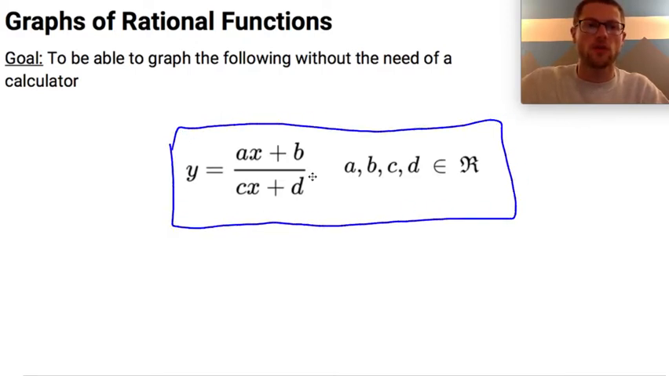And so we're going to learn some of the tricks of the trade in spotting some of the key characteristics of one of these rational functions. So it's just going to be of the form y equals ax plus b over cx plus d. And all this means is that a, b, c, and d are all elements of the real number set, meaning that we've got negatives, positives, decimals, and possibly irrational numbers, but we don't have any imaginary numbers. So a, b, c, d could represent most of the numbers that we usually tend to work with.